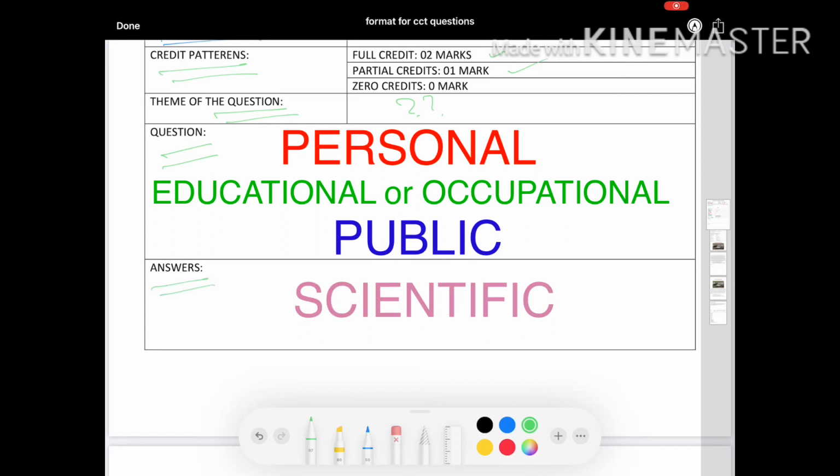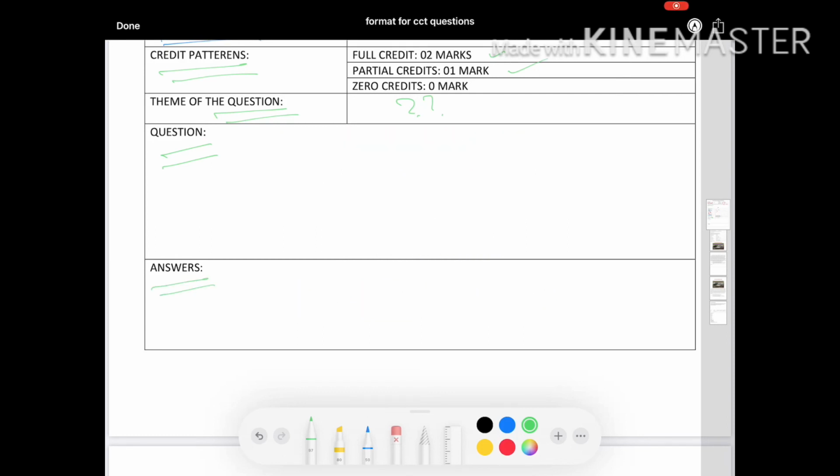Now in the answer part, for your question, write the possible answers here such that a student can get the idea if he or she wants to solve the question.